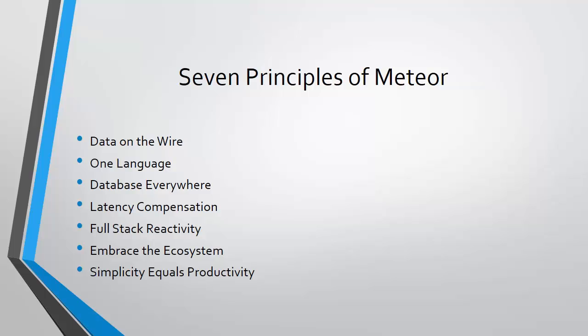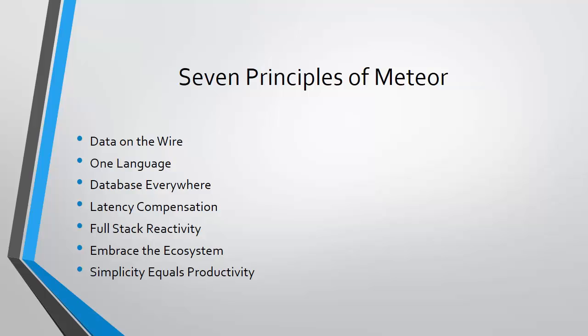The 7 principles of Meteor that they advertise are data on the wire, one language, database everywhere, latency compensation, full stack reactivity, embracing the ecosystem, and simplicity equals productivity. Data on the wire, basically what they're talking about is the job of Meteor is to send data to the client, and that's kind of where it stops. The client is responsible for handling the data. You just want to get it there.